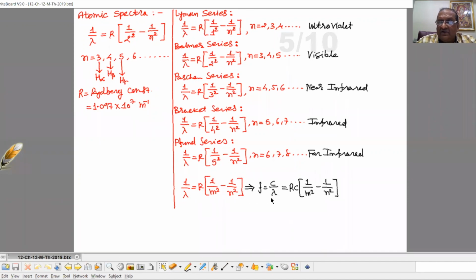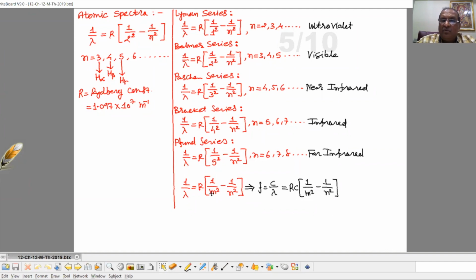We can calculate the frequency f equal to c by lambda. So equation of the frequency will be Rc into 1 upon m square minus 1 upon n square. And here we have to put one condition, m is less than n. So if you take m equal to 1, then it should be less than n. So n that we have to consider 2, 3, 4, then we will get Lyman series.